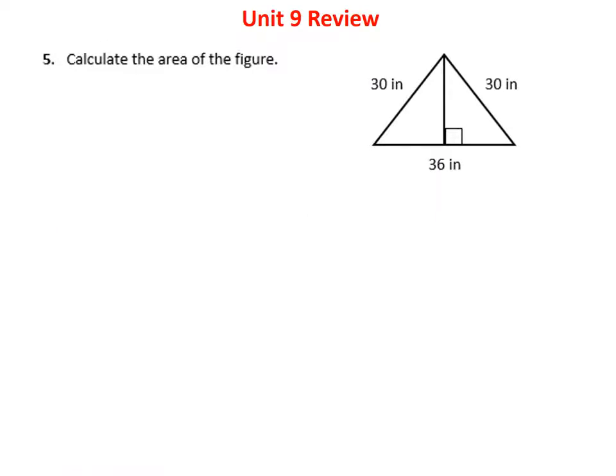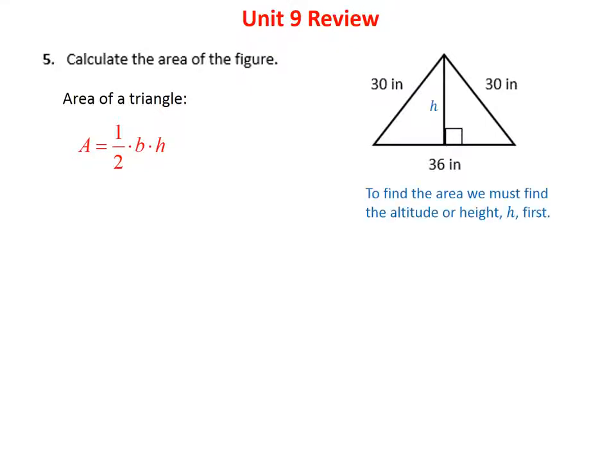Number 5, we're asked to calculate the area of a triangle. The area of a triangle, remember, is 1/2 base times height. I can see the base is 36 inches, but I don't know the height. So to find the height, I'm noticing that this triangle is made up of 2 smaller triangles.